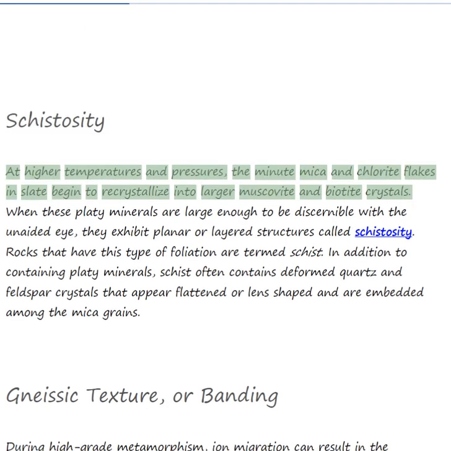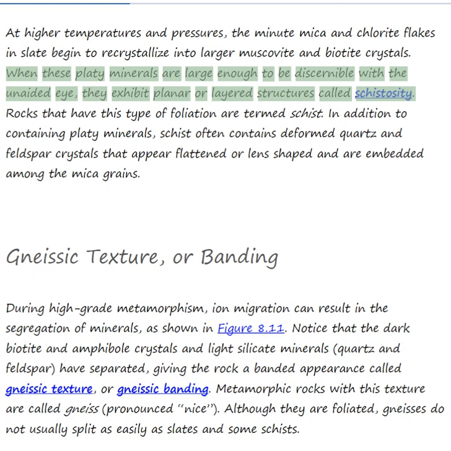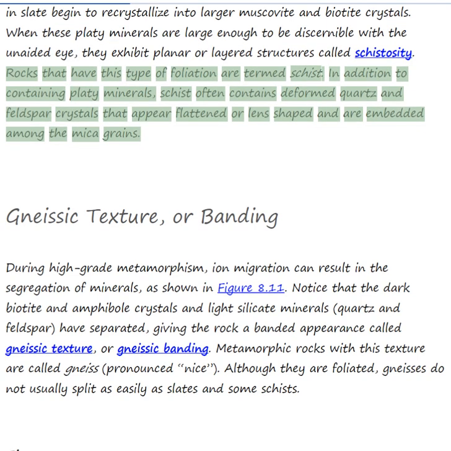Schistosity. At higher temperatures and pressures, the minute mica and chlorite flakes in slate begin to recrystallize into larger muscovite and biotite crystals. When these platy minerals are large enough to be discernible with the unaided eye, they exhibit planar or layered structures called schistosity. Rocks that have this type of foliation are termed schist. In addition to containing platy minerals, schist often contains deformed quartz and feldspar crystals that appear flattened or lens-shaped and are embedded among the mica grains.